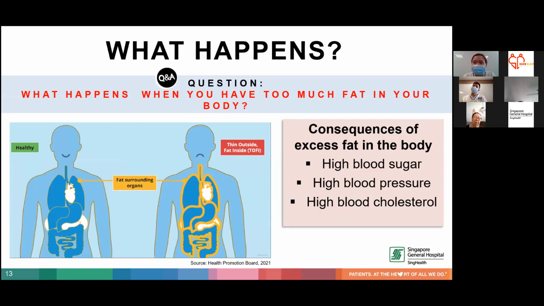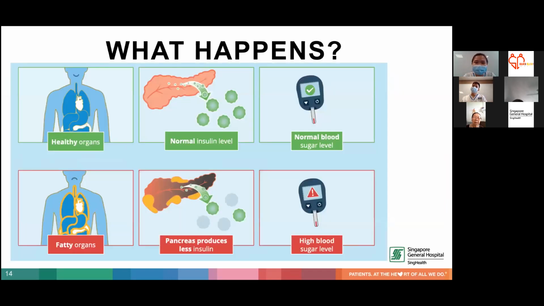So when we have so much fat in our body, it increases the risk of getting high blood pressure, high blood sugar, and high blood cholesterol. So what happens next? So let's look at the picture on top, which is green in color. So when we have healthy organs without the fat surrounding the organs, we will have normal insulin level. And normal insulin level will cause us to have normal blood sugar. When we have fatty organs, as demonstrated in the pictures below, our pancreas will produce less insulin, and this will cause high blood sugar level.